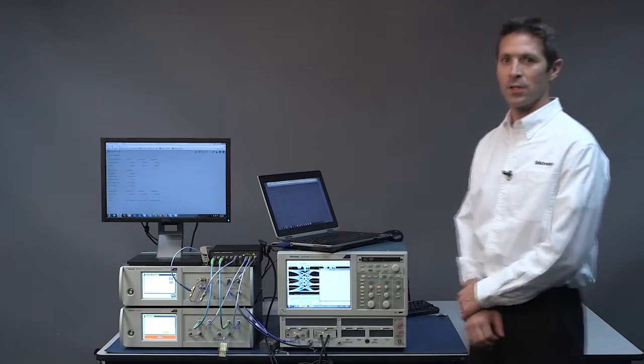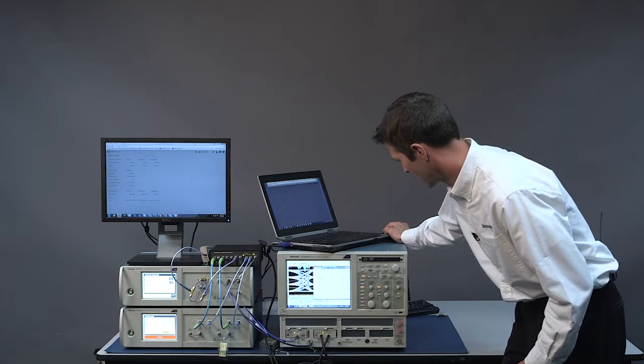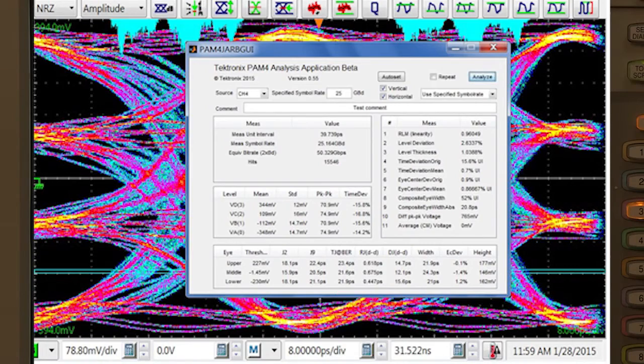So I will press the jitter analyze signal here on the DSA 8300, and the JARB program will automatically scan through the entire PAM4 signal to perform its analysis.